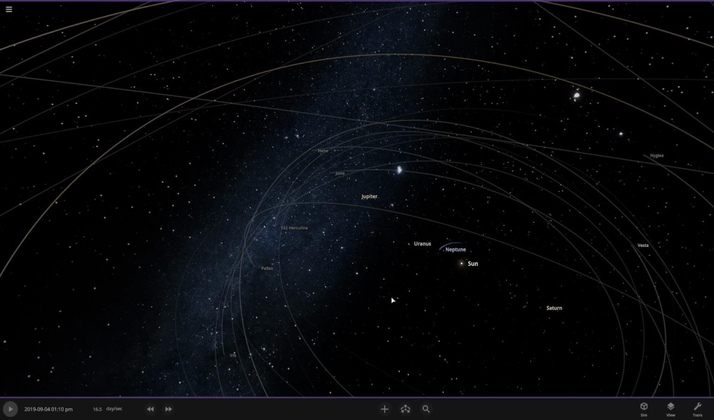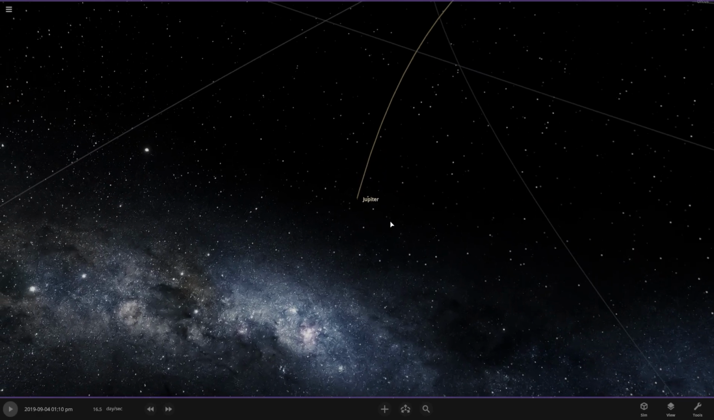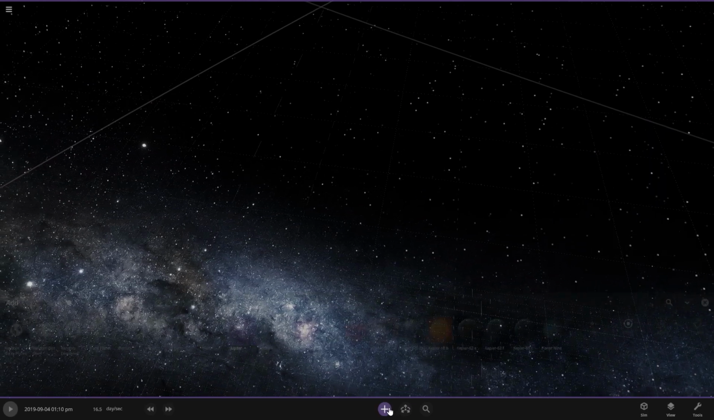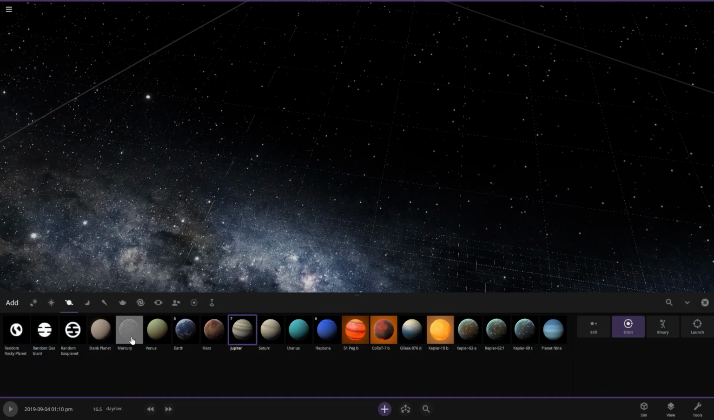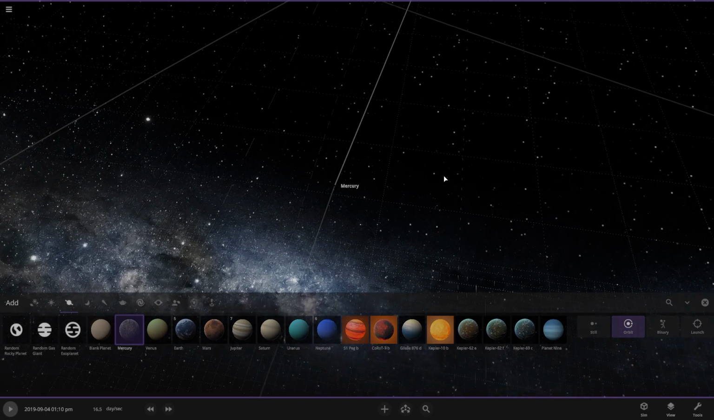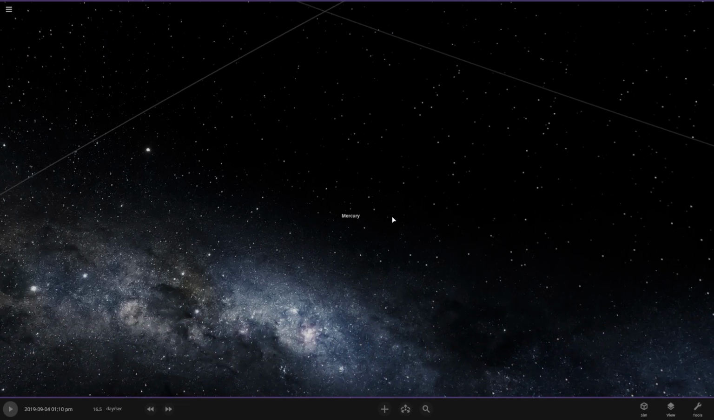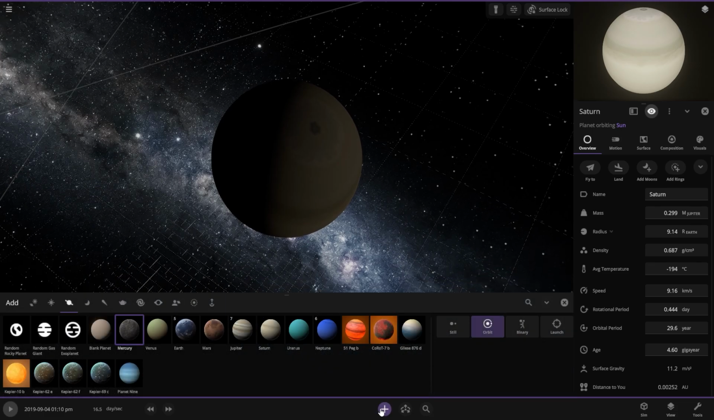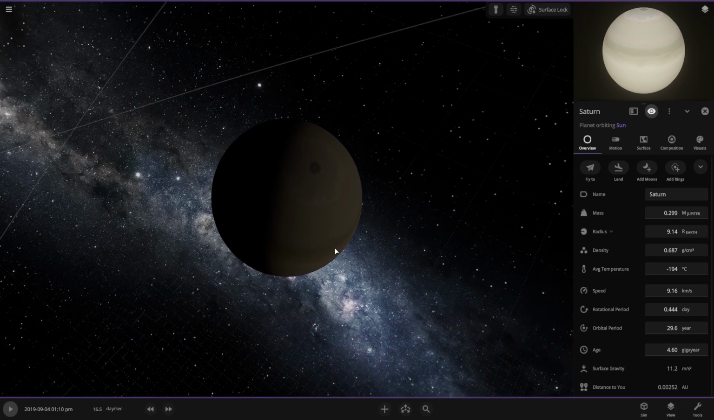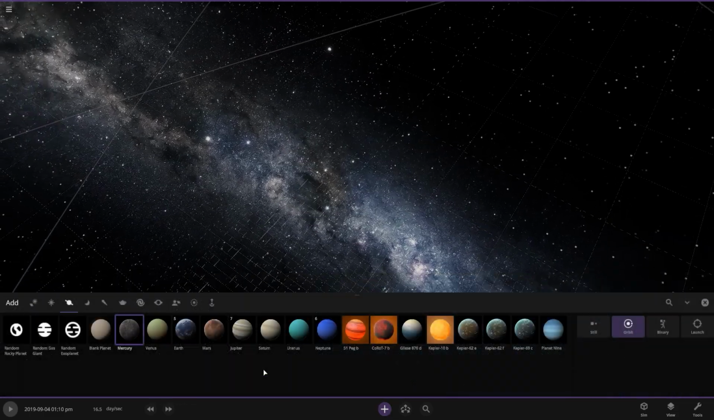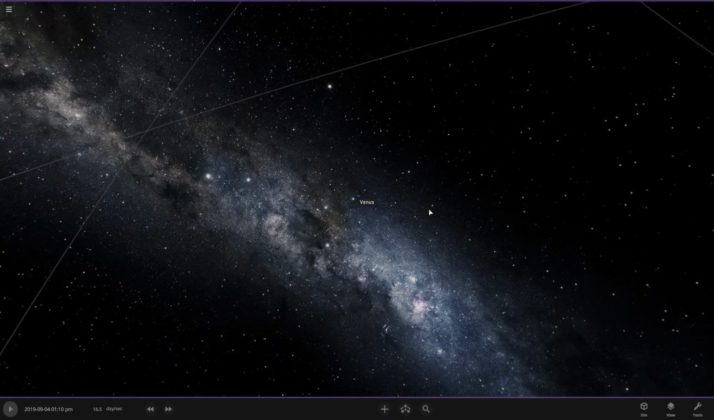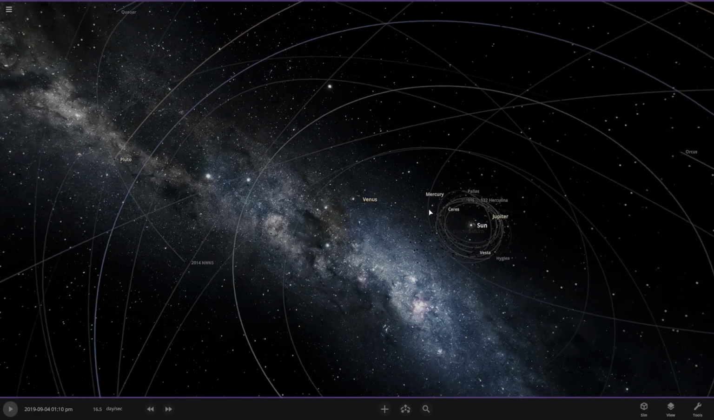So, there's the Jupiter. Let's put the Mercury here. Okay, let's delete the Jupiter and here goes the Mercury. It looks so tiny. Okay, going to put the Venus, obviously the Venus, in the place of Saturn. There goes the Venus.